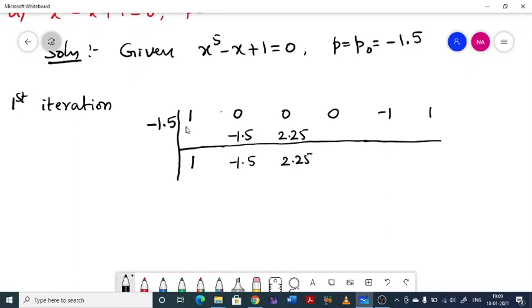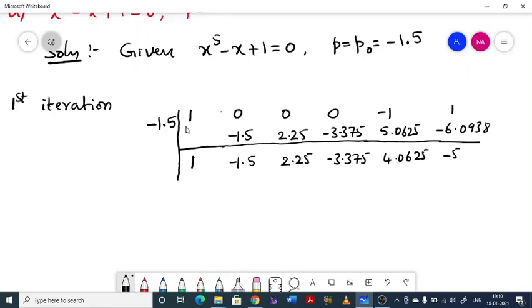2.25 into minus 1.5, minus 3.375. So adding, minus 3.375. Minus 3.375 into minus 1.5, 5.0625. So it will be 4.0625. 4.0625 into minus 1.5 will get minus 6.0938. Adding that, minus 5.0938. So that will be Bn.